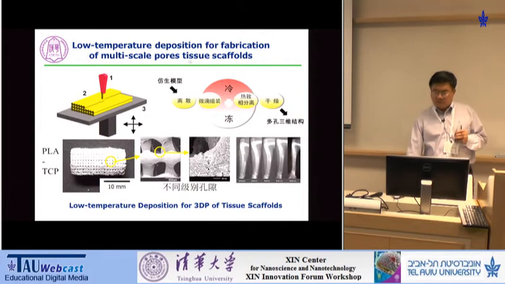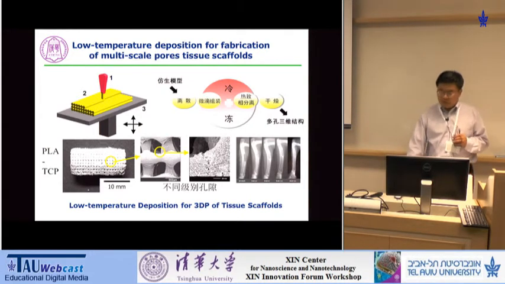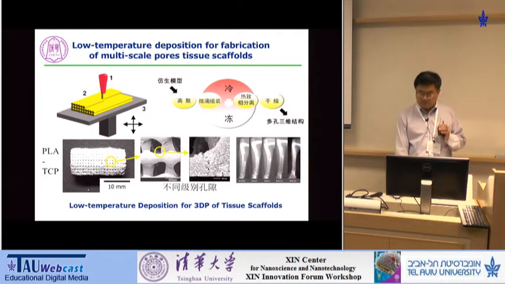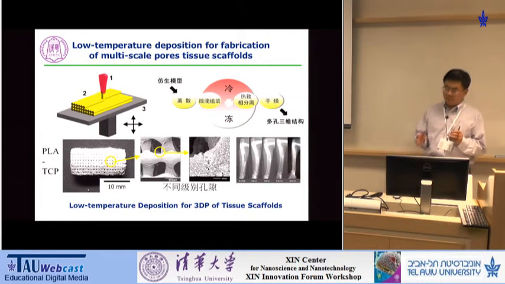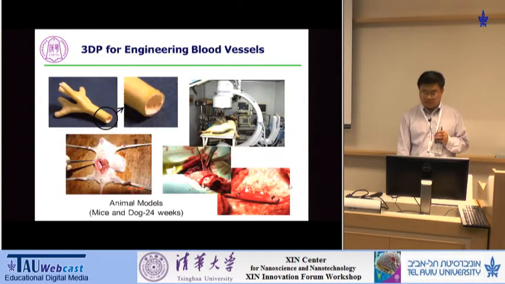By this phase change here, the Chinese word means phase change, we can have a large pore for the cell to attach and grow. And we can also have small pore size here, controllable from 5 micron to 50 micron. In this way, we can have better bone regeneration because we can have nutrient transfer here. This is an animal study model showing the good applicability of this type of tissue scaffold.